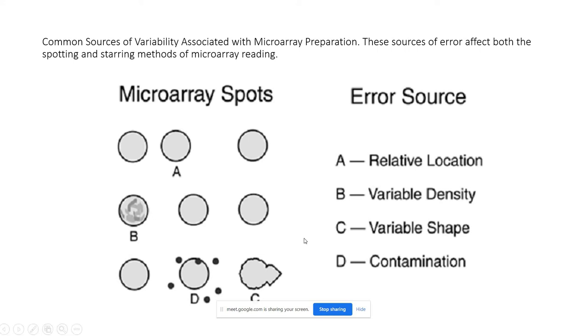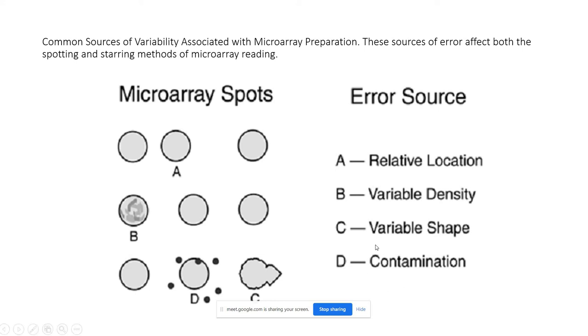And see what variable shape is. The spots have variable shape, and in this figure you can see that the size or the shape of the C spots is not circular. Contamination is another kind of error. There are some spots which have contaminated DNA, that may have another gene's DNA.